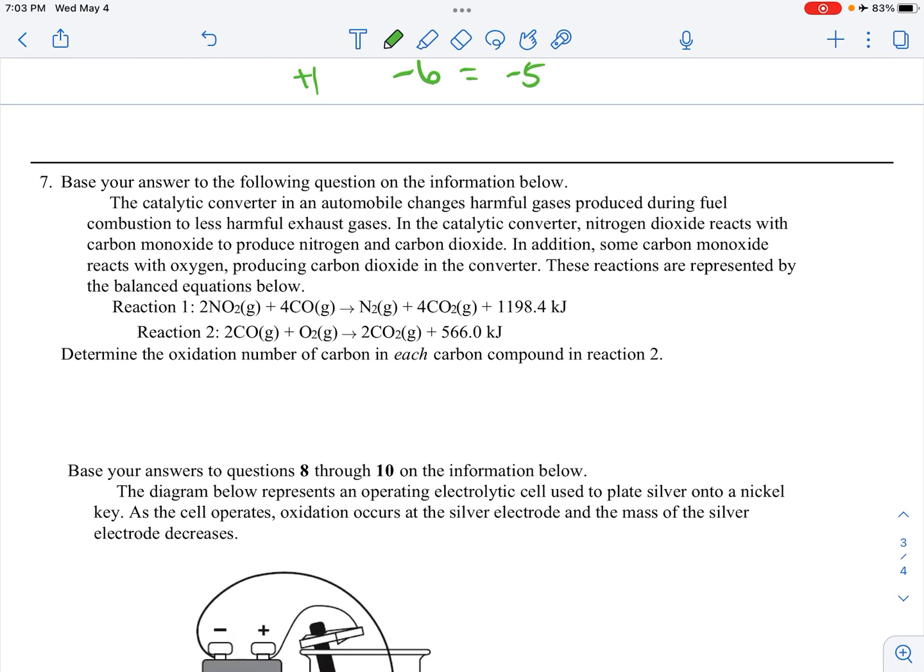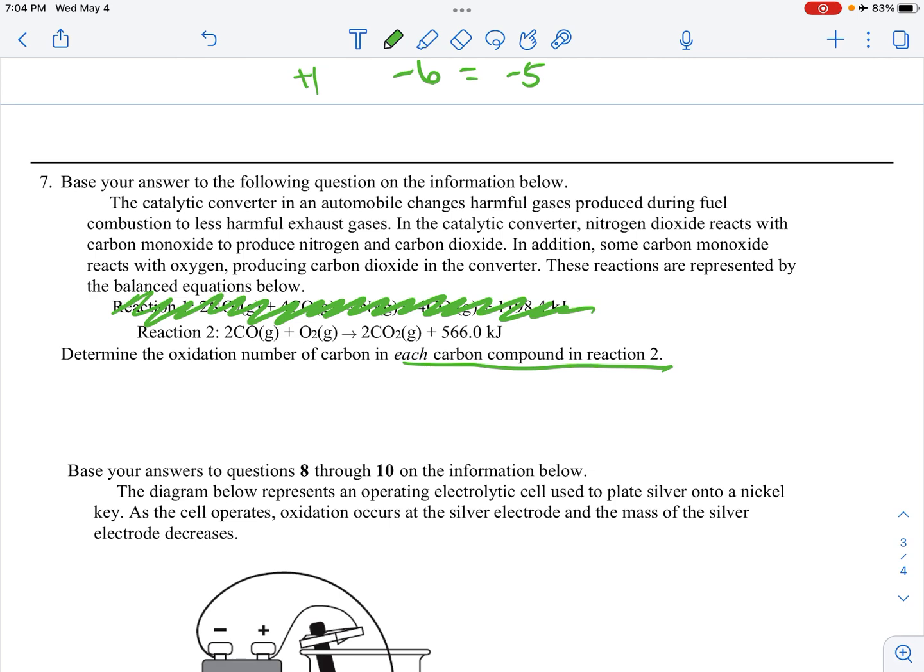Okay, read it. The catalytic converter in an automobile changes harmful gases produced during fuel combustion to less harmful gases. In the catalytic converter, nitrogen dioxide reacts with carbon monoxide to produce nitrogen and carbon dioxide. In addition, some carbon monoxide reacts with the oxygen, producing carbon dioxide in the converter. These reactions are represented below. Okay, so there they are. Determine the oxidation number of carbon in each carbon compound in reaction 2. So guess what? Reaction 2, I'm just going to cross it right off so we don't confuse ourselves.